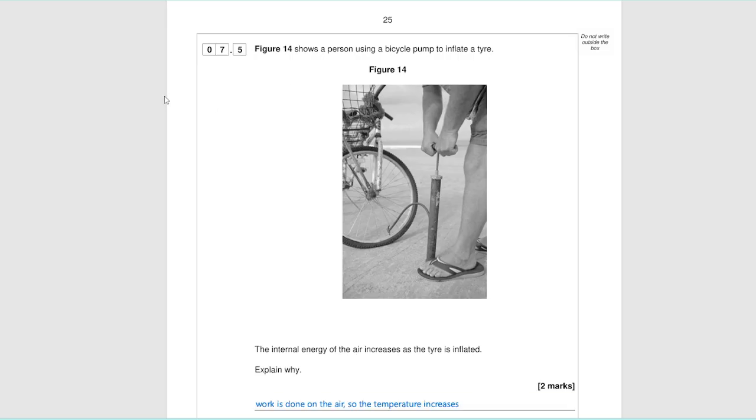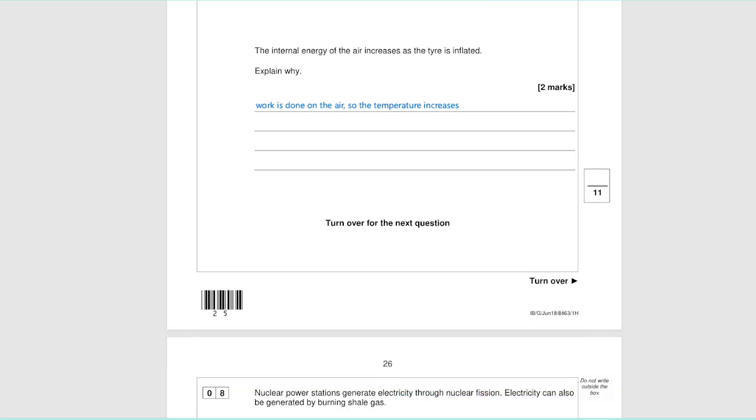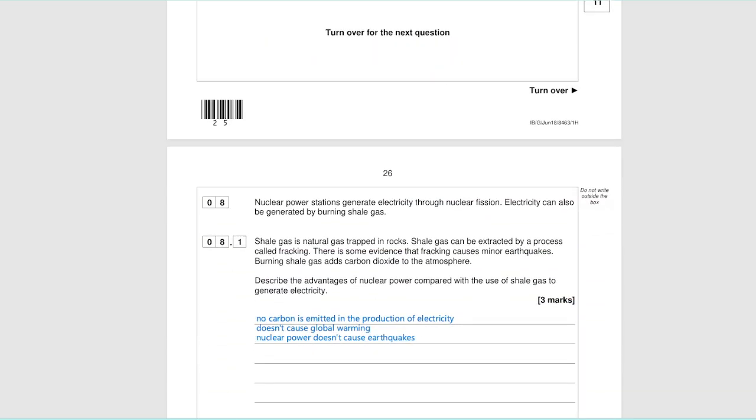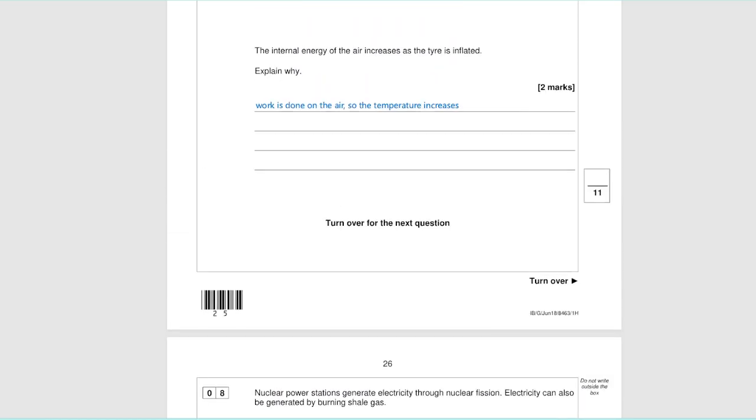Okay. 7.5, figure 14 shows a person using a bicycle pump to inflate a tire. The internal energy of the air increases as the tire is inflated. Explain why. This is due to the work being done on the air, so the temperature increases. And as you may know, a temperature increase leads to an increase in internal energy.